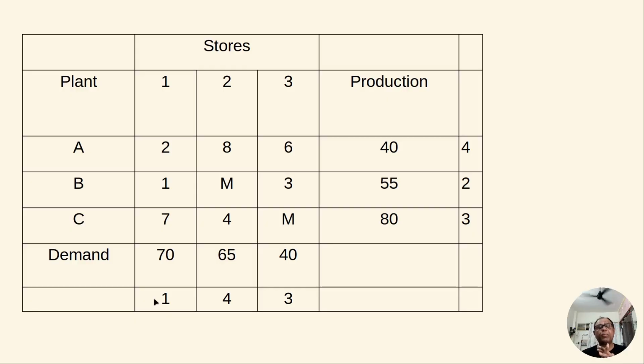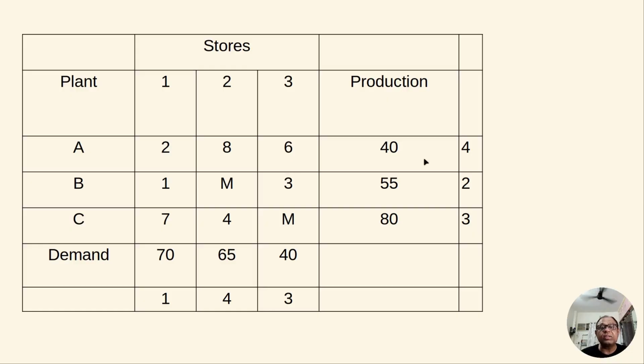Now, in Vogel's approximation method, you take the highest penalty and start the allocation. So, the highest penalty here is 4. Now, if you look here, there's a tie in the penalty. You have 4 in the first row and you have 4 in the second column. Whenever you have a tie, remember one thing, you have to allocate in the row or the column which has the least cost.